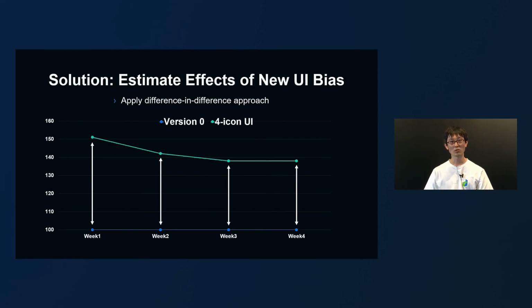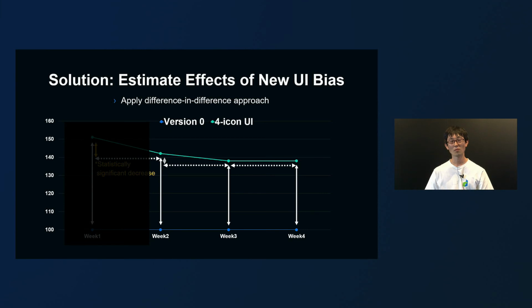To estimate bias effects from the new UI, the difference in differences approach was applied. Let me explain with an example. This chart shows the number of click counts in version 0 and 4-icon UI for each week using tentative data. First, a significant difference in differences between each week is assessed. In this example, the first week shows a big difference compared with other weeks. To eliminate the bias effects, this week with a significant difference is removed from the period to be analyzed.